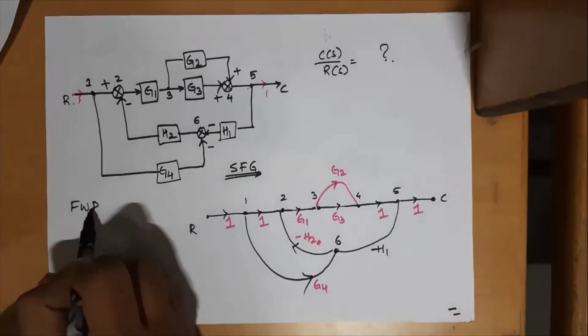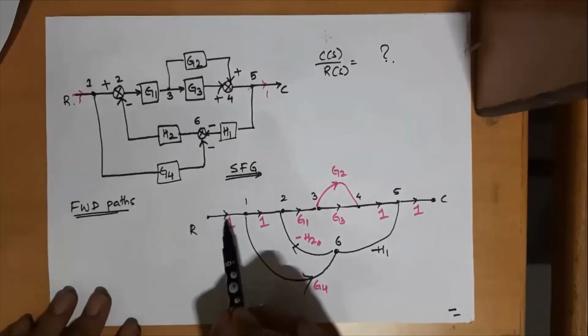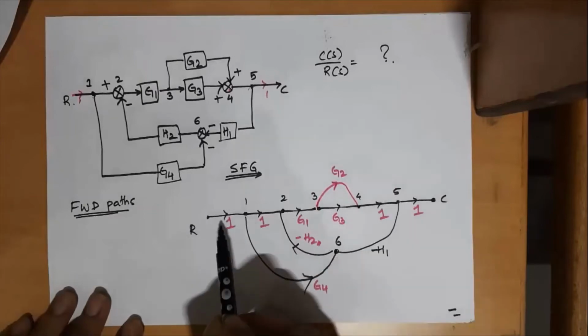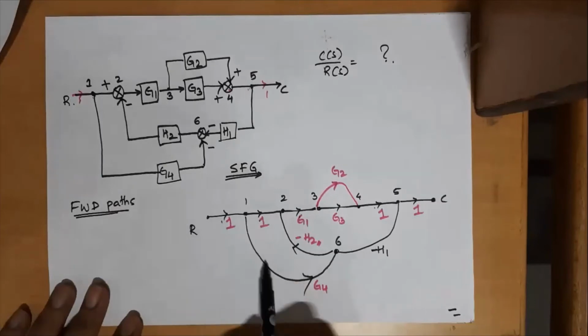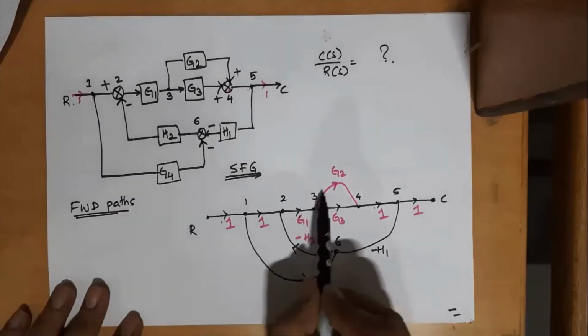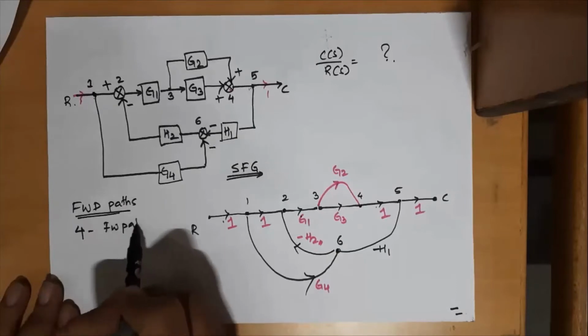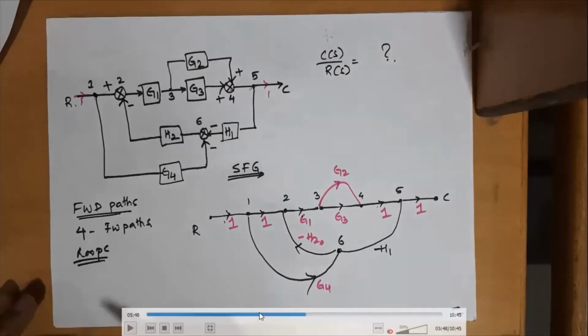I'm skipping the discussion part about what mistake has been done, because you correct it yourself and it's not that relevant to the syllabus. The next is find the forward paths, find the closed loops, then apply Mason's gain formula. Let us look at the forward paths quickly.